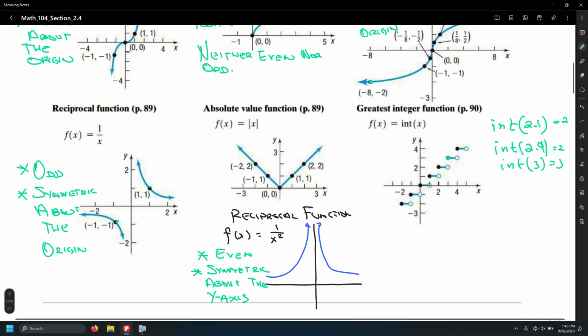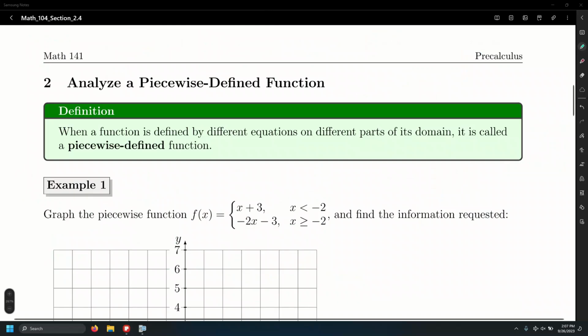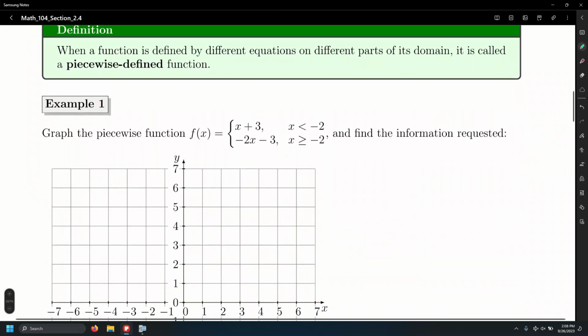It's not the most common type of graph that we work with. However, you will get to see it when you get to calculus. All right? These notes. All right, analyzing a piecewise defined function. So when a function is defined by different equations on different parts of its domain, it's called a piecewise defined function. Well, this is how piecewise defined functions are going to look like.